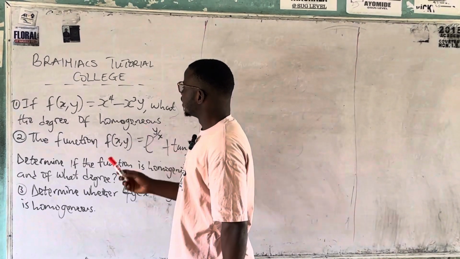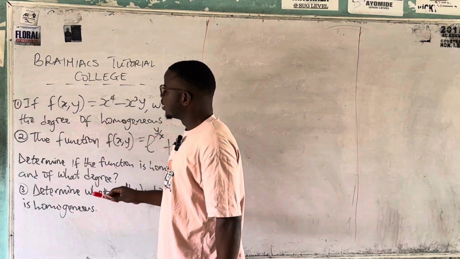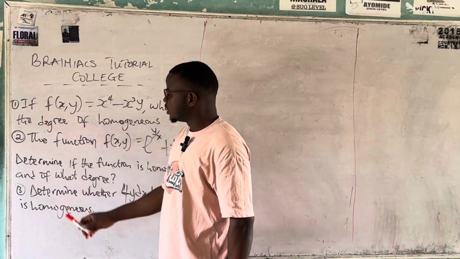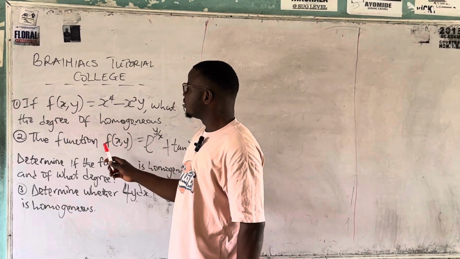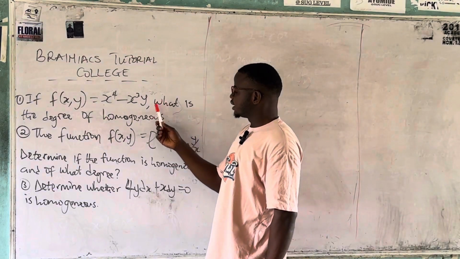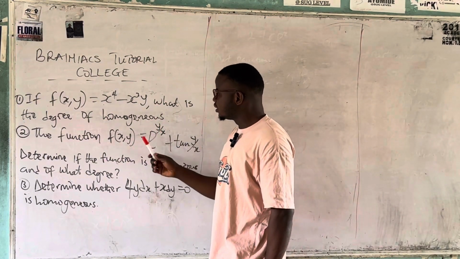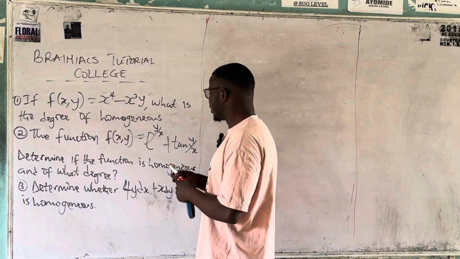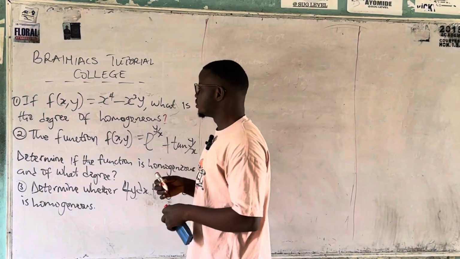And these particular questions are from homogeneous equations under elementary differential equations. The first question I will have here is: if f of x comma y is equal to x raised to power 4 minus x cubed y, what is the degree of homogeneity? So what is the degree of homogeneity? That's what we are solving here.